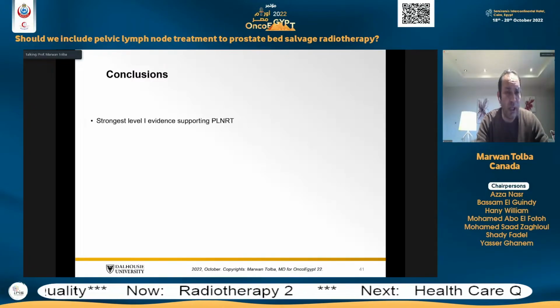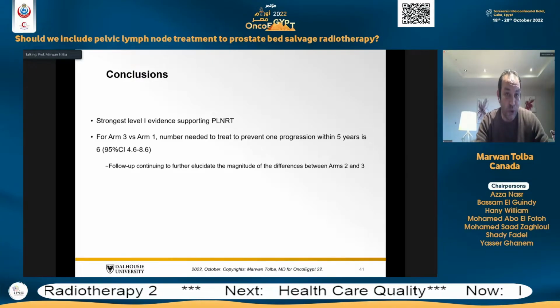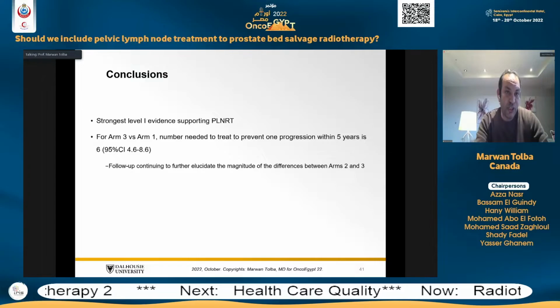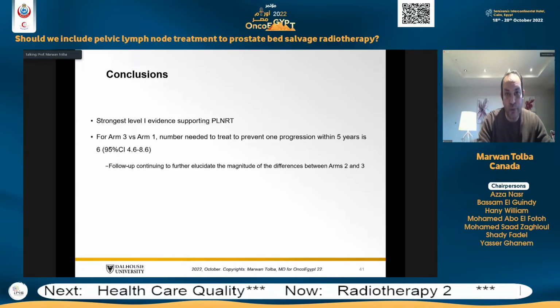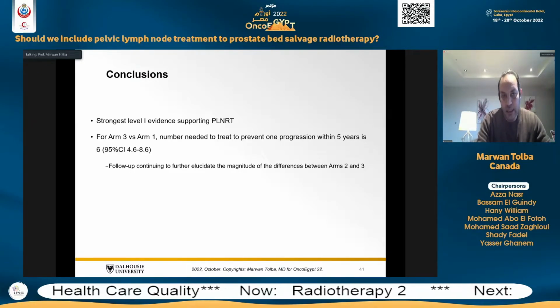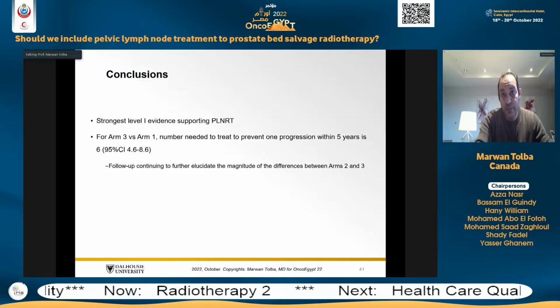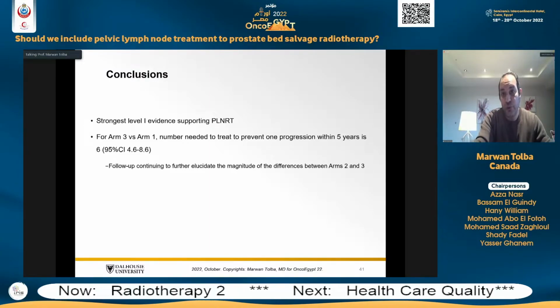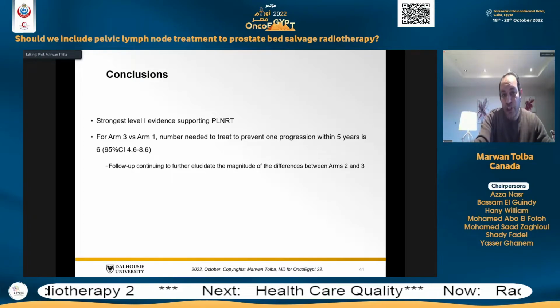So in conclusion, we now have the strongest level 1 evidence supporting pelvic lymph node radiotherapy with short-term ADT. And the question is, for arm 3 versus arm 1, whether we use dual escalation or prostate bed only. This is not a question anymore, because that was very significantly different between the 2 arms, and we need to treat 6 patients to prevent 1 patient from progression.